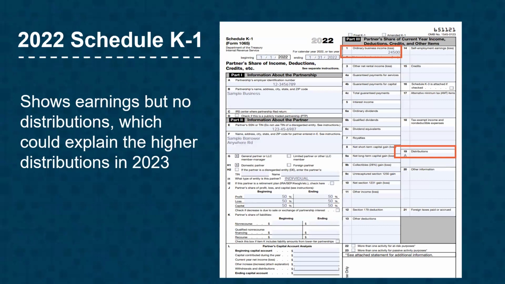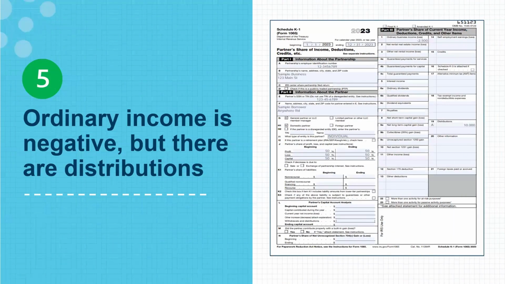In our last scenario, the ordinary income is a negative $2,500, but there are distributions of $10,000. So no money was earned, but money was distributed. How can this be? This could be a result of non-cash distributions, or perhaps the business did make money but took some tax write-offs. We would need to look at the cash flow of the business to determine if that is the case.